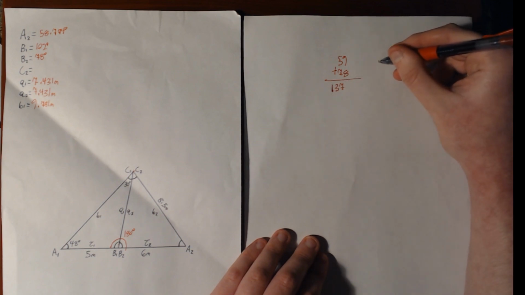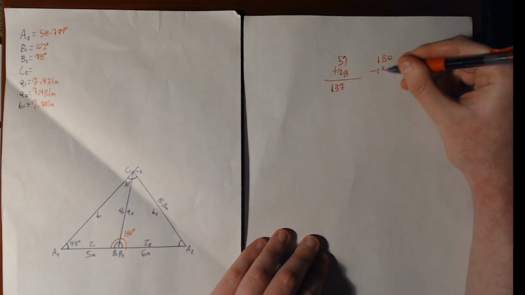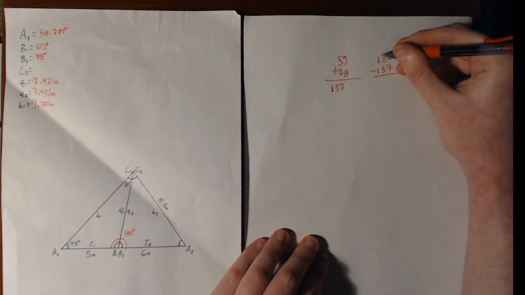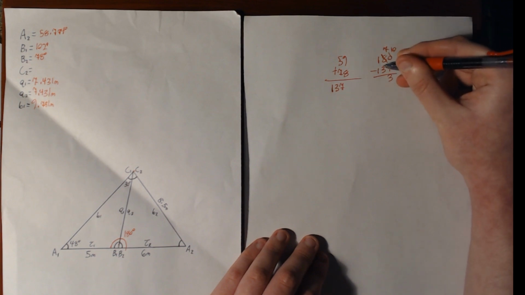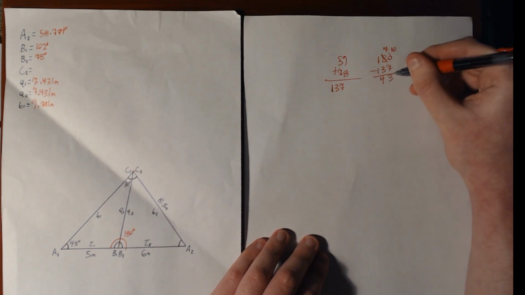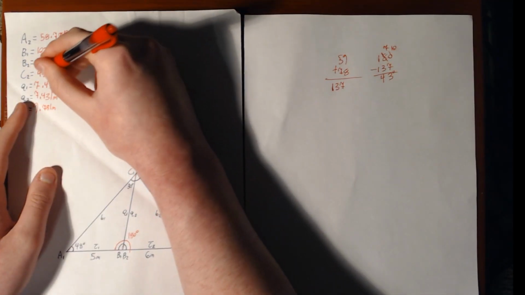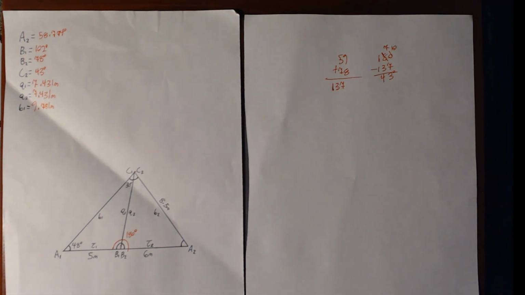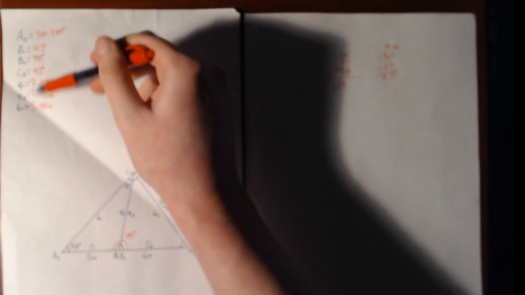We take that, we take 180 minus 137 degrees, and that'll give us 43 degrees. So c sub 2 equals 43 degrees. All right, now you see we've gotten all the variables that I've written down over here solved.